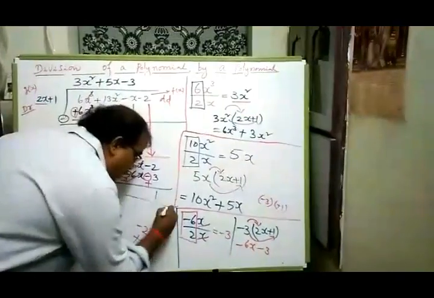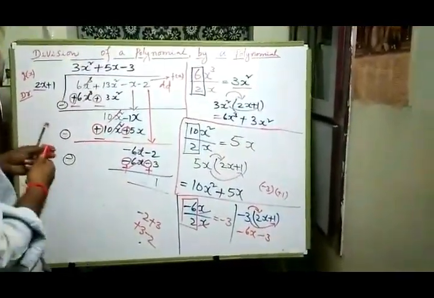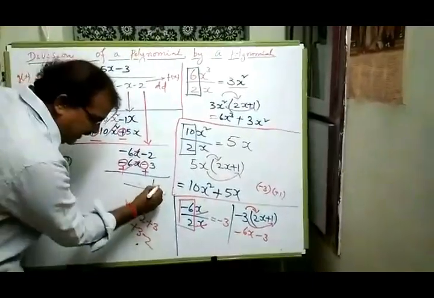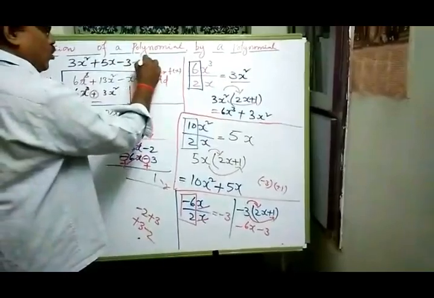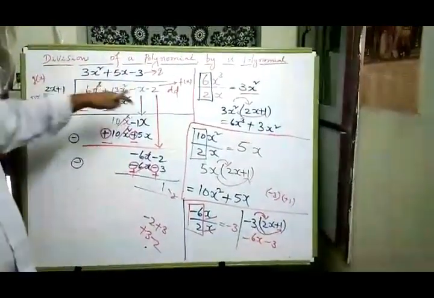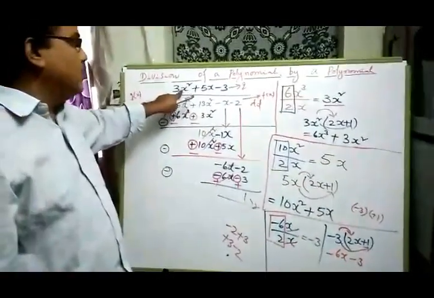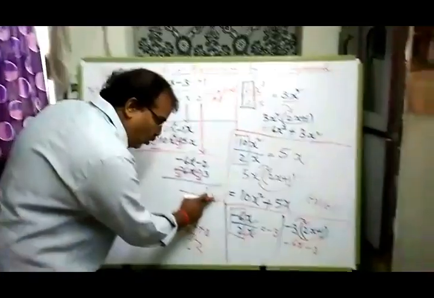So finally they said to find the quotient and remainder. Yes, I got the remainder. This is called the remainder. This is called the quotient. So my answer is quotient is equal to 3x square plus 5x minus 3, and remainder is equal to 1.